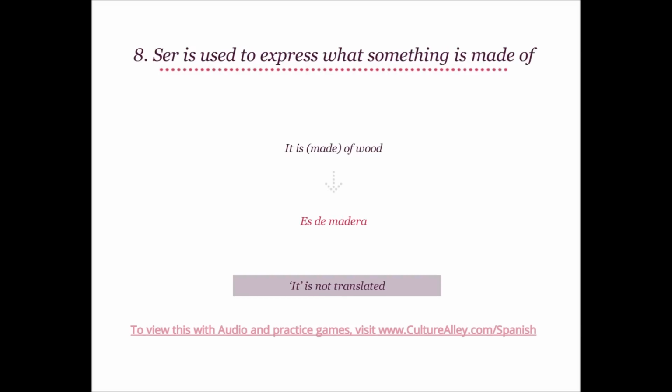The eighth scenario for ser tells us that ser is used to express what something is made of. So, the sentence, it is made of wood, will become es de madera. Say that, please. Es de madera, literally meaning it is of wood. The pronoun it is omitted here.